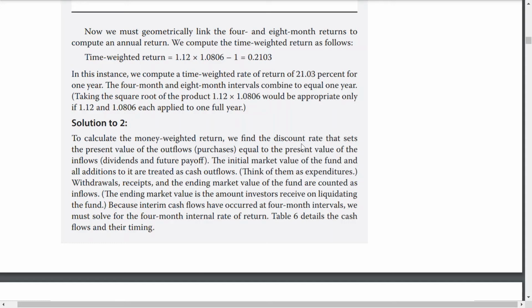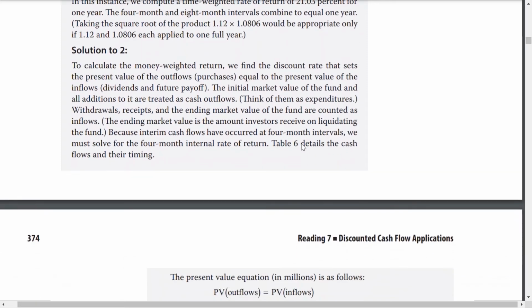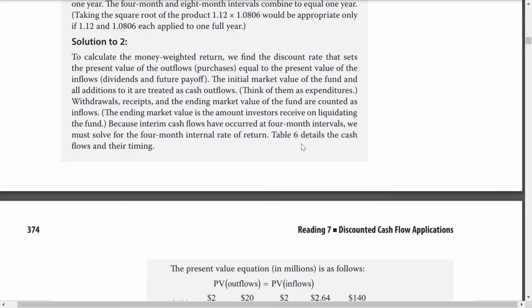In this instance, we compute a time-weighted return of 21.03% for 1 year. The 4-month and 8-month intervals combine to equal 1 year. Taking the square root of the product 1.12 multiplied by 1.0806 would be appropriate only if 1.12 and 1.0806 each applied to 1 full year. So in this case, we don't take the square root because we do not take the full year. We take 4 months, we take 8 months, but we don't take the full year.